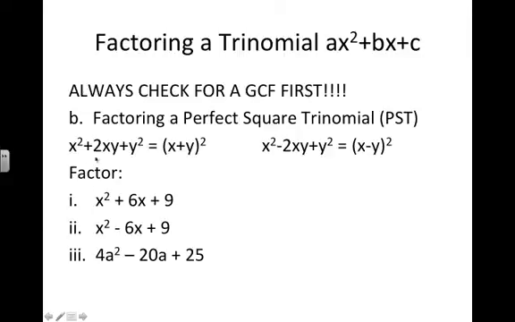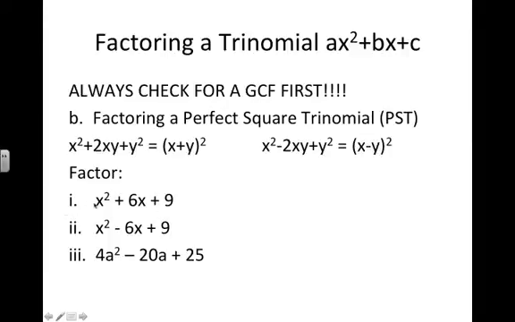Now, the expanded form needs to be able to be written as x squared plus 2xy plus y squared in order to be factored as x plus y squared. Or if you have a minus there in front of the 2xy term, then you'd have a minus in your factored form.